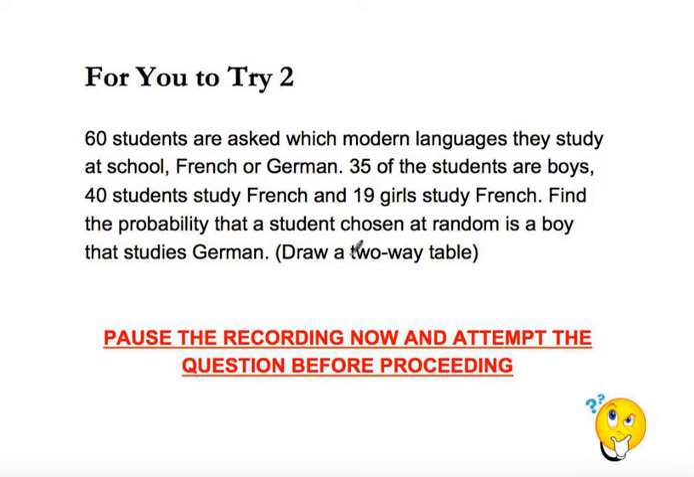So here's another one for you to try. So let's go through the question. 60 students are asked which modern languages they study at school, French or German. 35 of the students are boys, 40 students study French, and 19 girls study French. Find the probability that a student chosen at random is a boy that studies German. Okay, so at this point you should pause the video and draw a two-way table to answer the question.